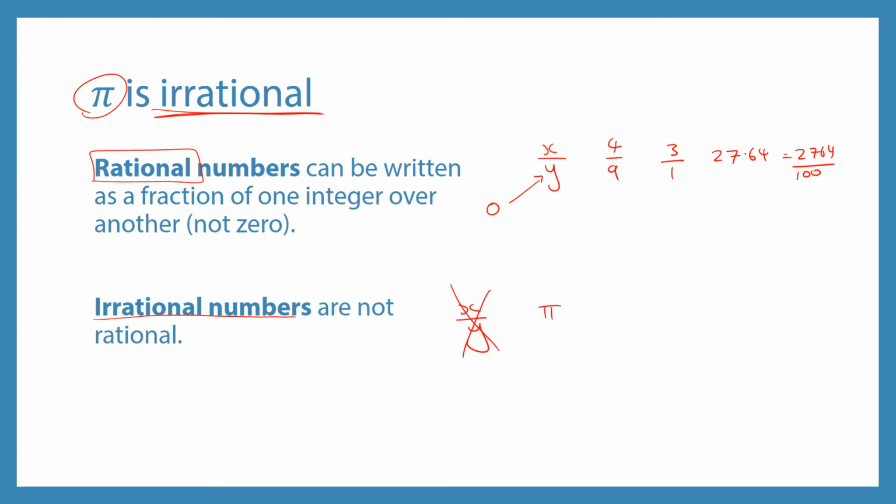And you may have seen it done like this, but it's just an approximation. There's also other numbers, such as the square root of 2 and the square root of 3, and a whole range of others. But these are just some examples of what irrational numbers are.